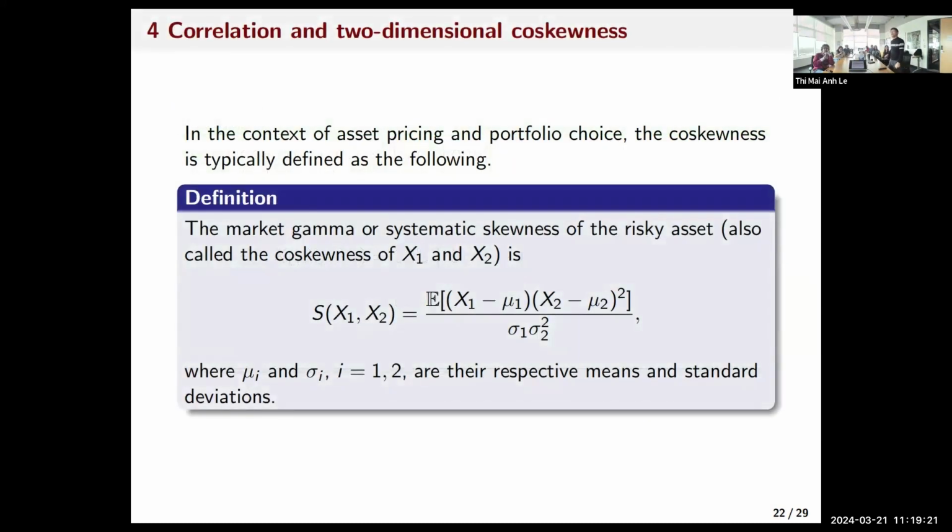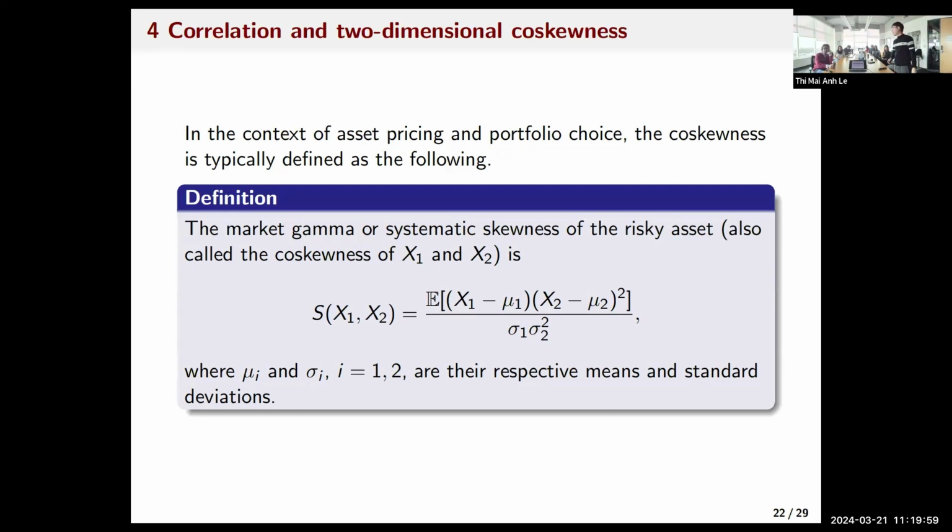In section 4, we deal with another type of coskewness that we introduced in the introduction. In the context of asset pricing and portfolio choice, the coskewness is typically defined as the following. The market gamma, or systematic skewness of the risky asset, also called the coskewness of X1 and X2, is defined as this. So X1 can be the return of an individual stock, and X2 can be the return of the market.